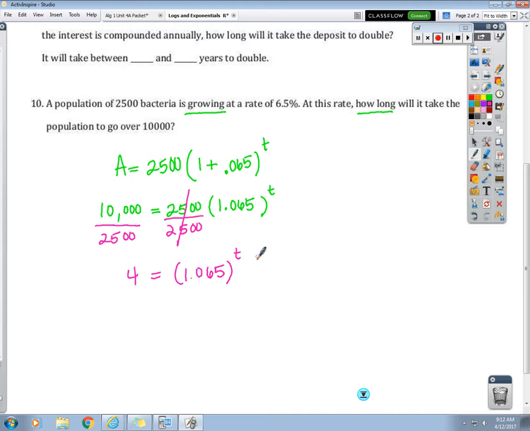And now that you have that, you could just plug in random numbers for t until you got to 10,000, or you could rearrange it into log form, and that would look like what? Right, log base 1.065 of 4 equals t, and so the time it would take to get to 10,000 would be 22.01. So I think for this one, they don't do the blank and blank. I think you'll just literally type in 22.01 or whatever the answer is. Just make sure you read the directions and see what it says to round it to if it says. Not all of them are.